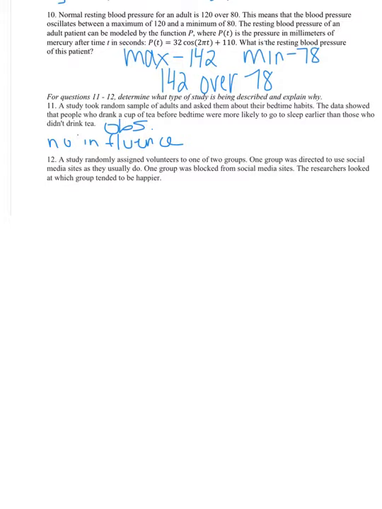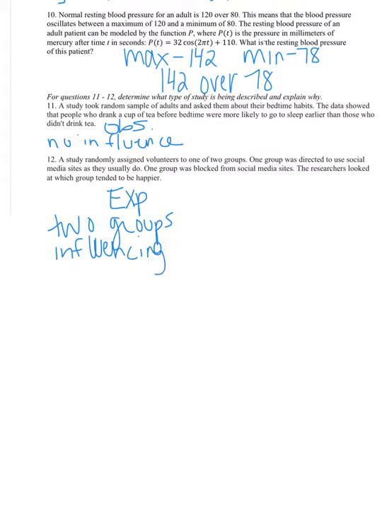Whereas number 12, a study randomly assigned volunteers to one of two groups. So you're breaking them into two groups. One was used to direct social media and the other could not use social media. So this is an experiment. You have two groups. Because you have two groups, you have a control group and an experimental group, and you are influencing the results. You are influencing the results by giving one group social media and the other group does not get any social media. So you are trying to influence the outcome in some way.